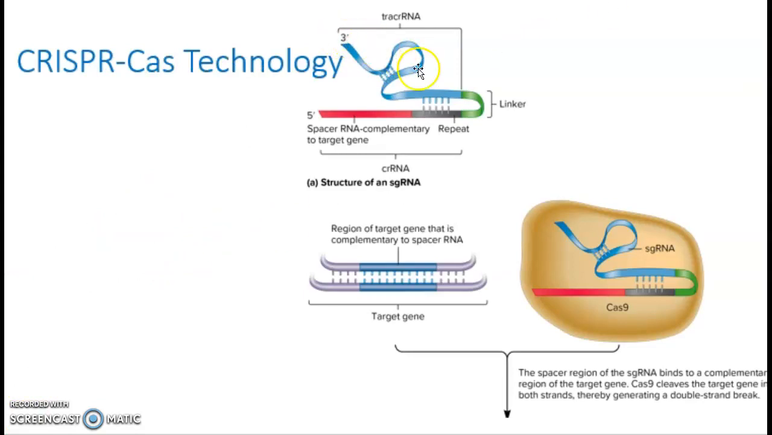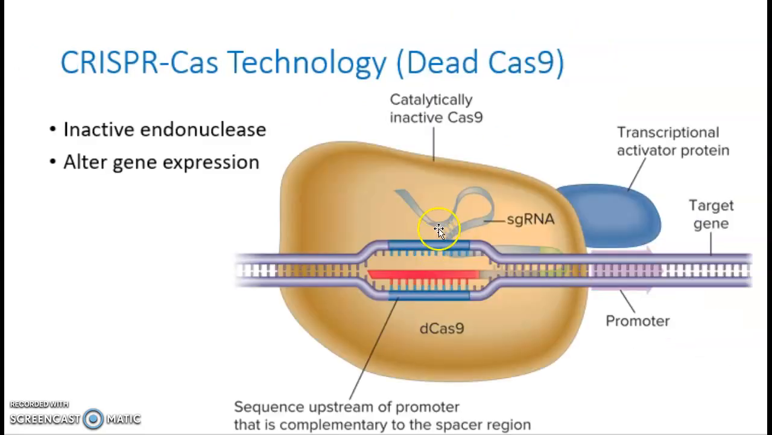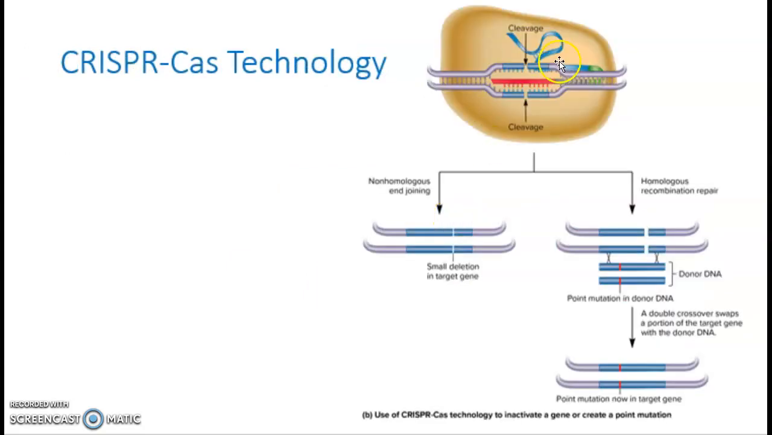Okay, so with CRISPR-Cas, you have this tracer RNA, which you link to the CRISPR RNA. Now, in bacteria, these two things are separate. In the technology that people have gone on to create, you link these two things together. Okay, and so this is going to be complementary. This spacer is complementary to the target gene. So it comes along.